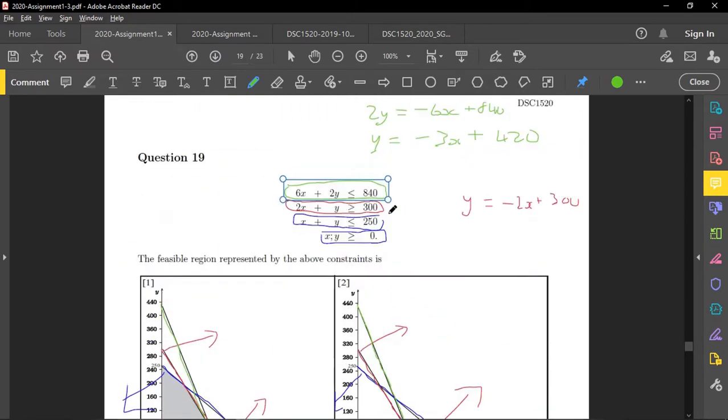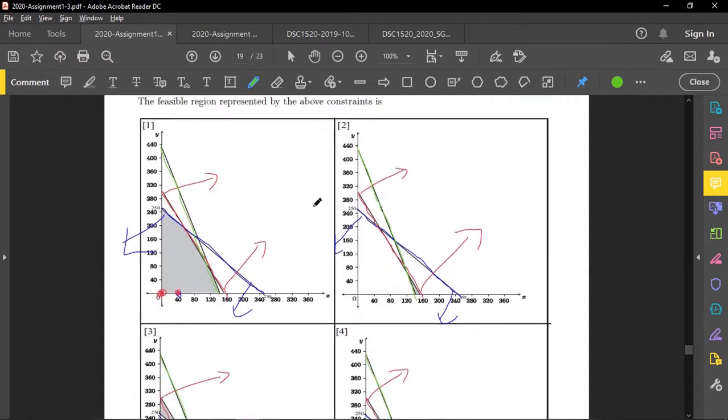Okay, so for that line, again, choose any values. I'm going to choose 0 and 0. Okay, 6 times 0 is 0, 2 times 0 is 0. 0 and 0 is 0. Is 0 less than 840? Yes. So I want it to be on that side.